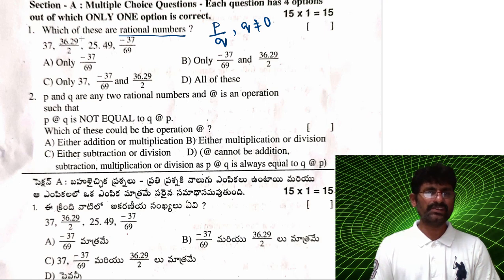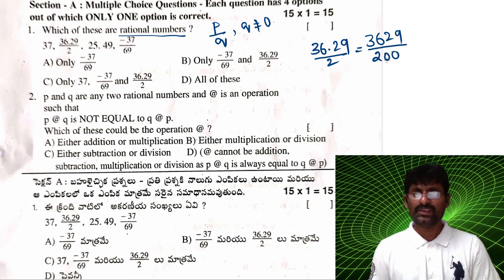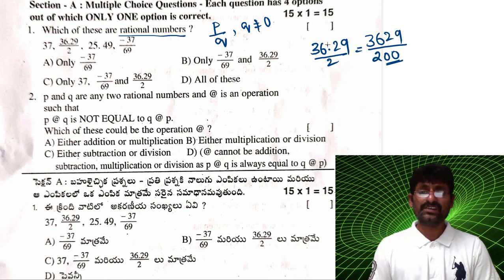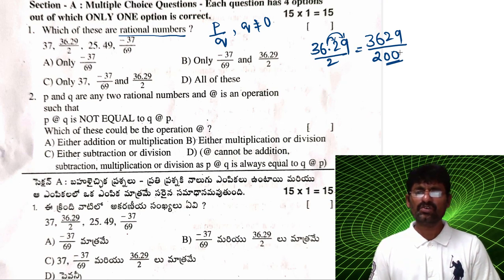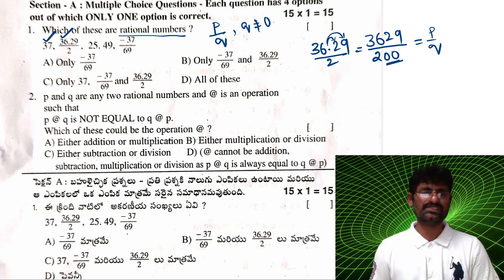Then 36.29 divided by 2. This can be written as 3629 divided by 200. Why did we include these two zeros? Because after the decimal point we have 2 digits, so I put 2 zeros here. So clearly this is in the form of p by q, so this is also a rational number. So the first two are rational numbers.